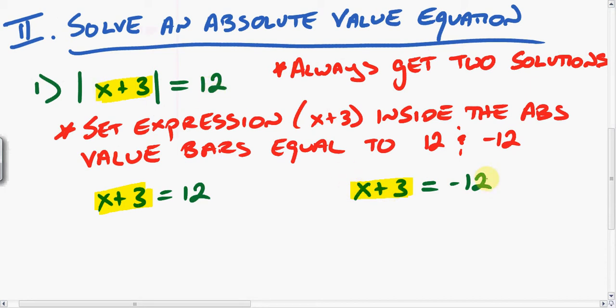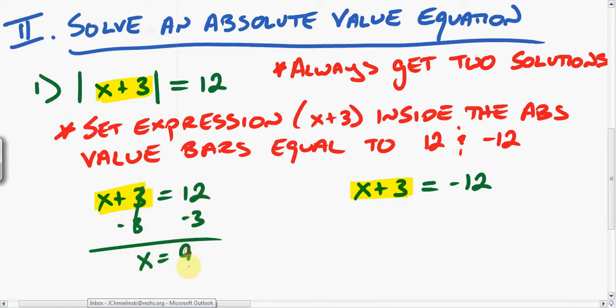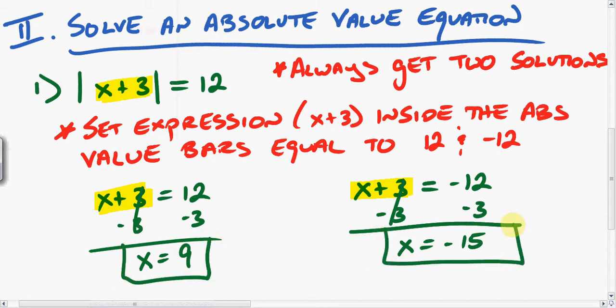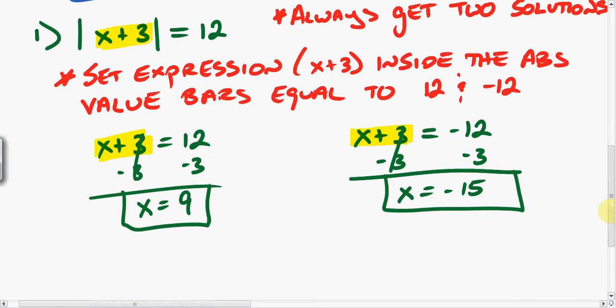So let's do this equation first. I'm going to subtract 3 from both sides because I want to isolate x. 3 minus 3 is 0. x equals 12 minus 3 is 9. x equals 9. Subtract 3 from both sides here. 3 minus 3 is 0. x equals negative 12 minus 3 is negative 15. Both of these solutions are your answer. You should have two solutions.